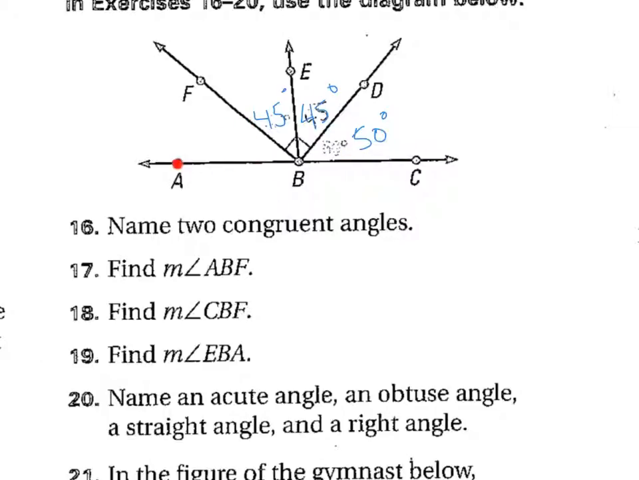If the whole thing's a straight line, it totals 180. So just subtract these three from 180. That's going to give you F. So I'm going to take 180, subtract 45 and 45 makes 90. 90 and 50 makes 140. So I subtract those and I get 40 degrees. So this ABF is 40 degrees.